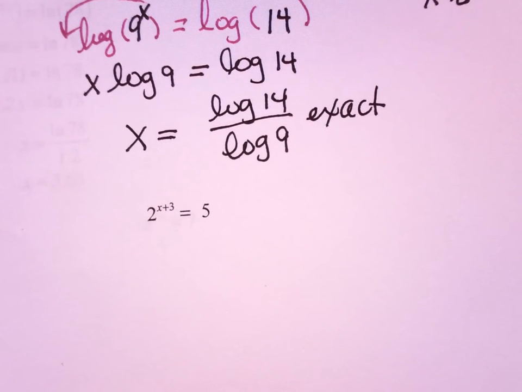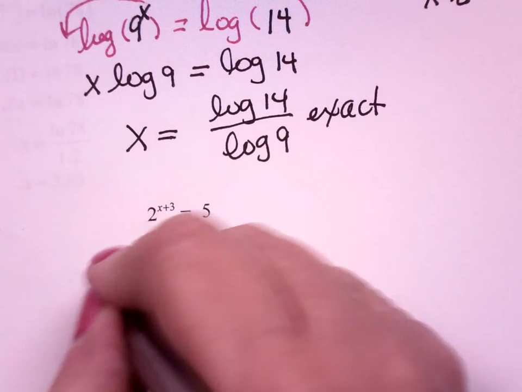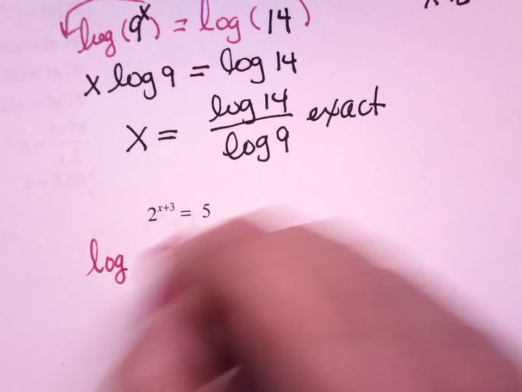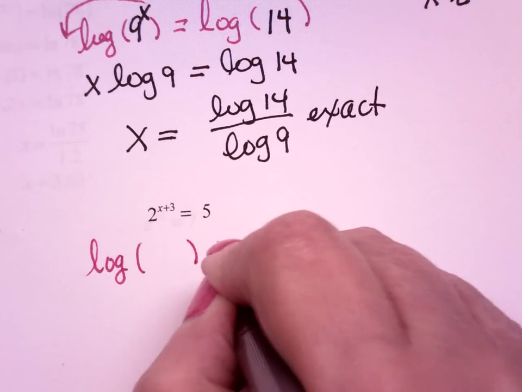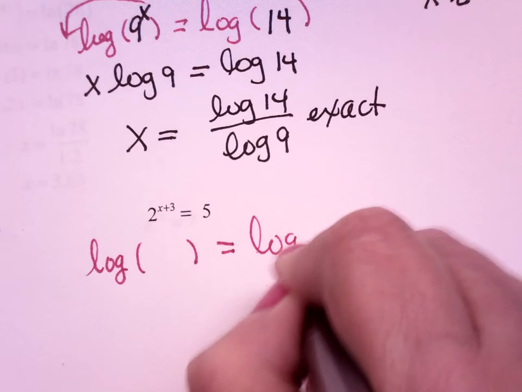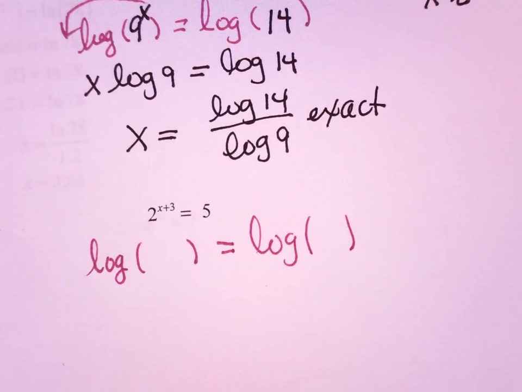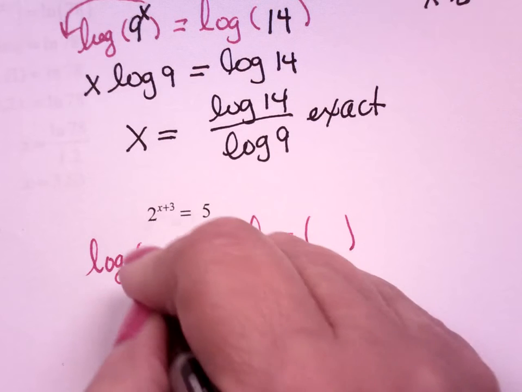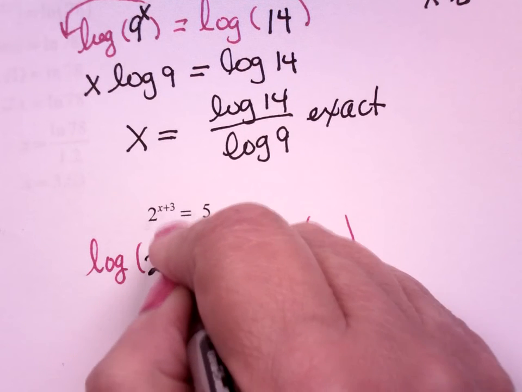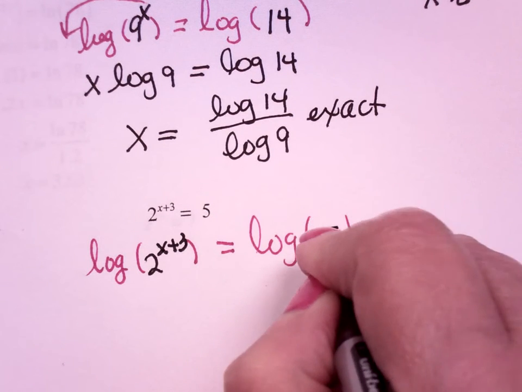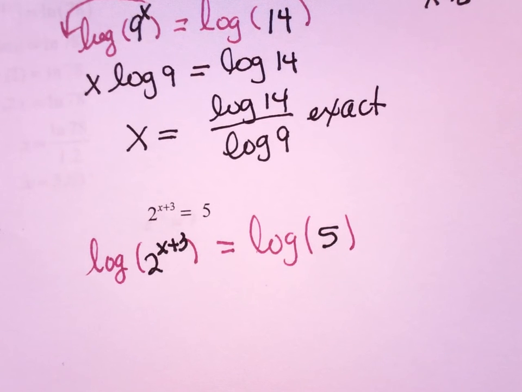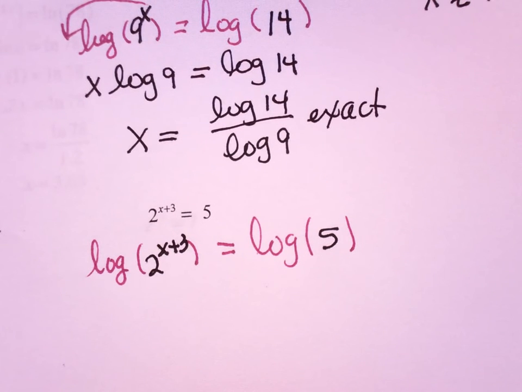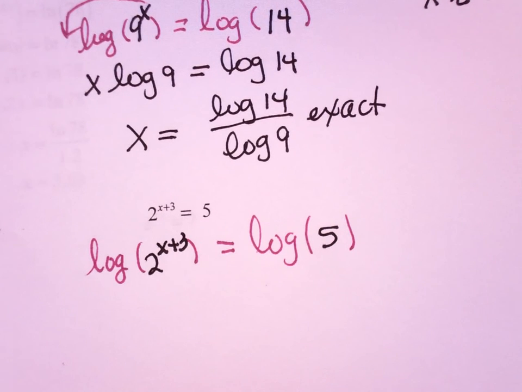Again, I can't make the 2 and the 5 the same base, so I'm going to take the log of both sides. So the log of 2 to the x plus 3 equals the log of 5. See, I use log base 10 because it's on my calculator. I could use natural log as well, and there are going to be times we use natural log because it will be of much benefit to us.